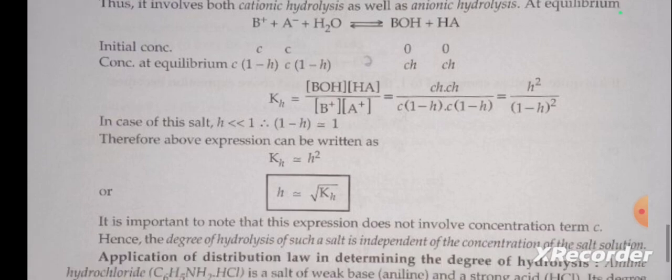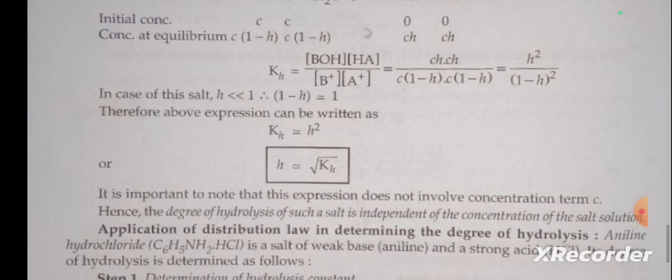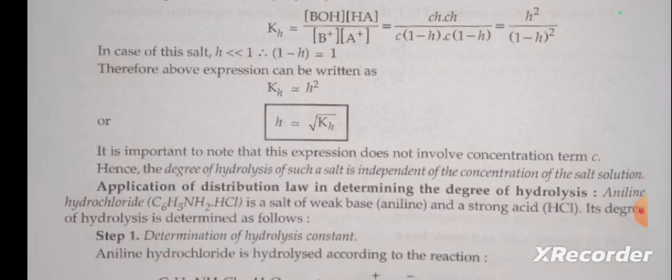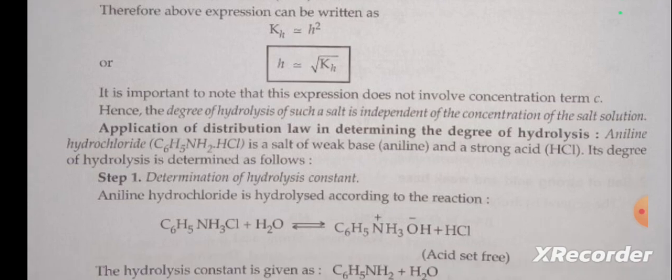At equilibrium, B+ + A- + H2O ⇌ BOH + HA, with initial concentrations C, C, 0, 0 and equilibrium concentrations C(1 - h), C(1 - h), Ch, Ch. Kh = [BOH][HA]/([B+][A-]) = h²/(1 - h)². As h is very much less than 1, 1 - h is equal to 1. Therefore, the expression can be written as Kh = h², so h = √Kh. Hence, the degree of hydrolysis of such a salt is independent of the concentration of the salt solution.